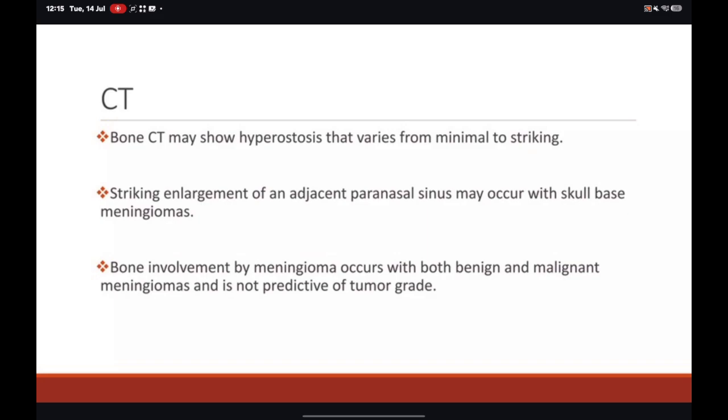Bone CT may show hyperostosis that varies from minimal to striking. A striking enlargement of adjacent paranasal sinuses may occur with skull-base meningiomas. Bone involvement by meningioma occurs with both benign and malignant meningiomas and is not predictive of tumor grade.